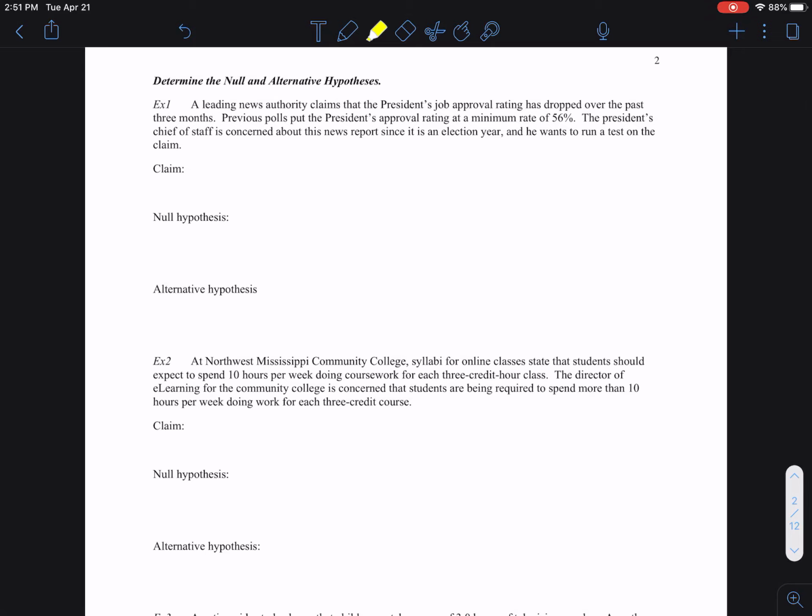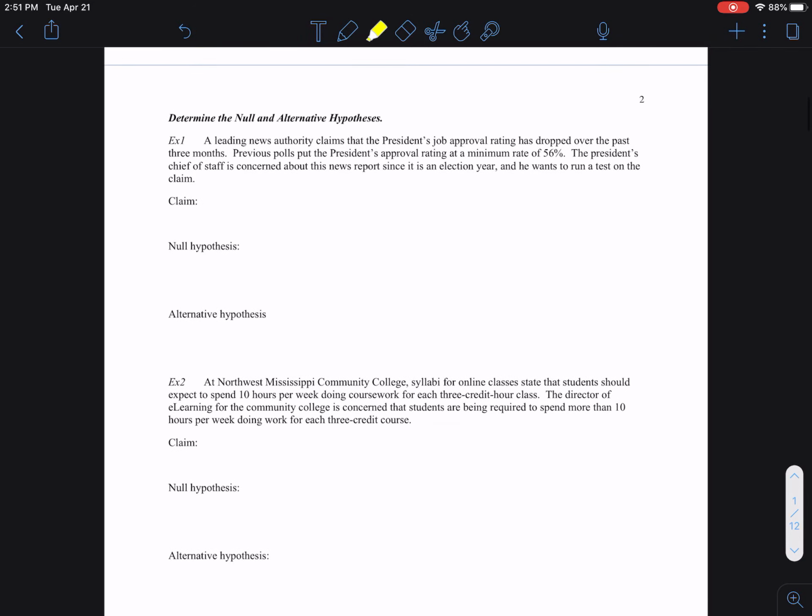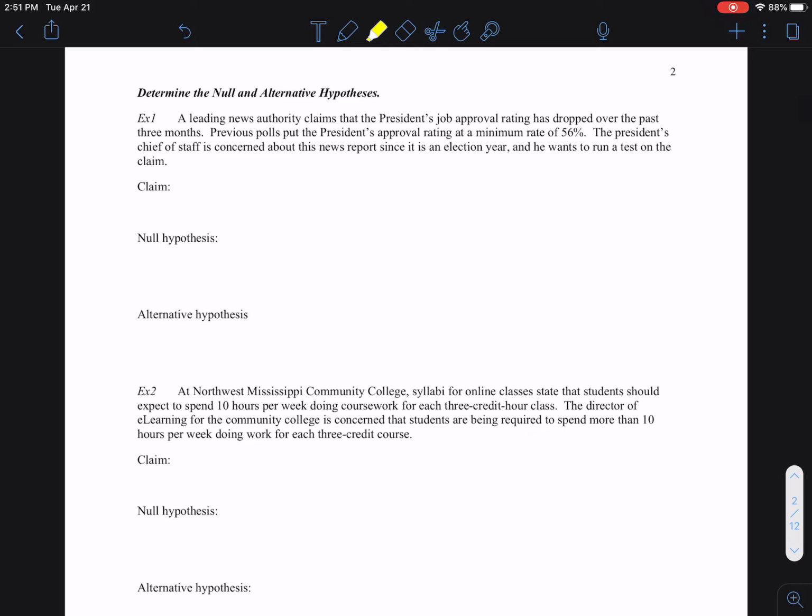Alright guys, in this video we're going to go over several examples. I'm going to focus on examples 1 and 3 here, and go through and determine the null and the alternative hypothesis, how to formulate them using symbolic form, and write them out in words so that it makes sense. So let's start with example 1.